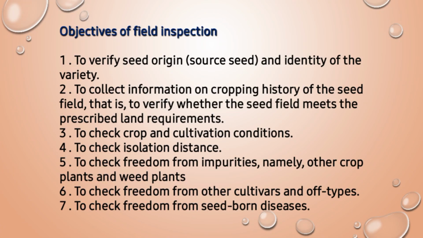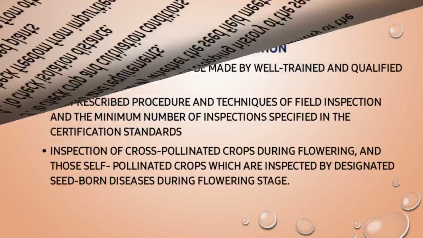Objectives of field inspection: to verify seed origin and identity of variety, to collect information on cropping history of the seed, that is, to verify whether the seed field meets the prescribed land requirements, to check crop and cultivation conditions, to check isolation distance, to check freedom from impurities, other plants and weed plants, to check freedom from other cultivars and off types, to check freedom from seed borne diseases.